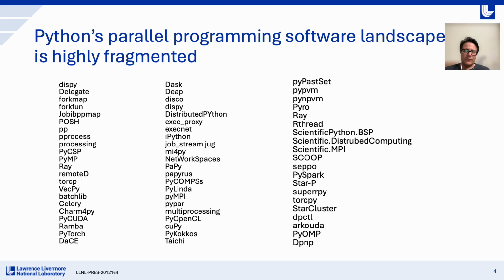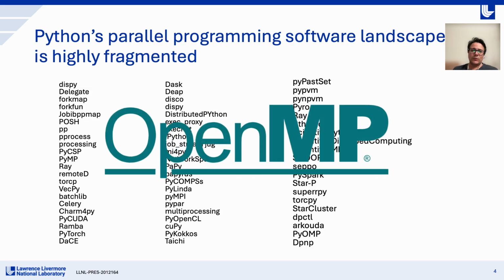Particularly in Python, the parallel programming software ecosystem is highly fragmented. There is no easy-to-use, general, high-performance solution that allows writing a custom parallel algorithm in Python and executing it fast. For that, we believe OpenMP is the best solution. It has decades of proven usability and performance, and for us, this is the right approach.